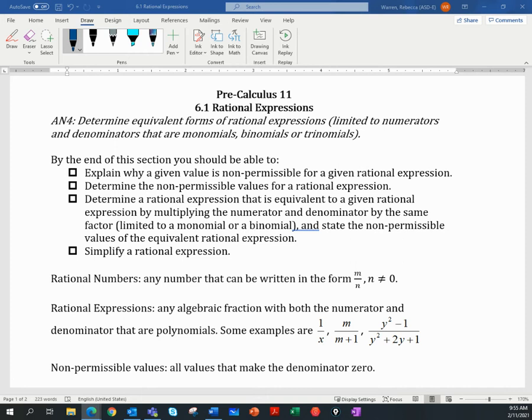All right, so this is just a quick video of me explaining non-permissible values, which is the first thing we are going to look at for rational expressions.